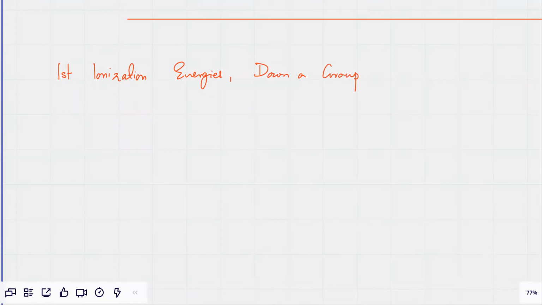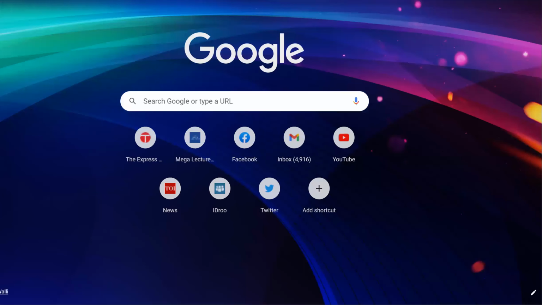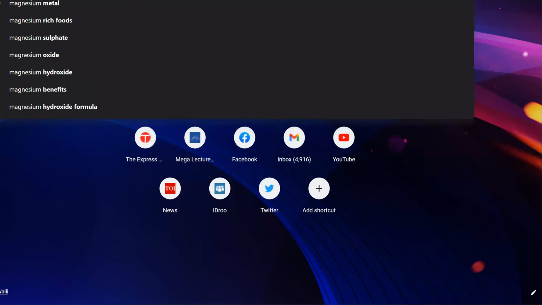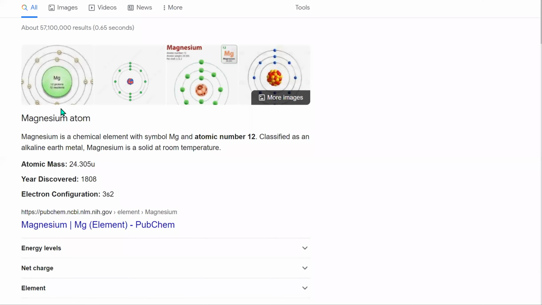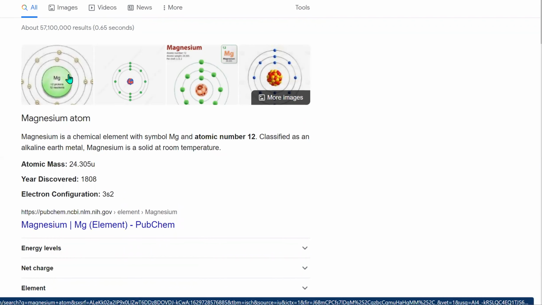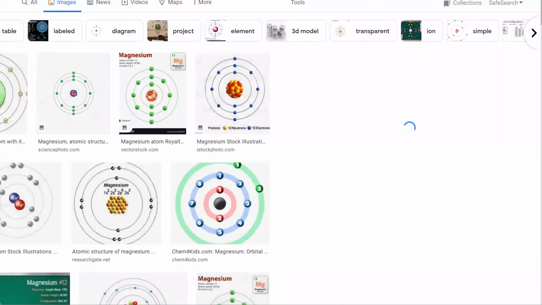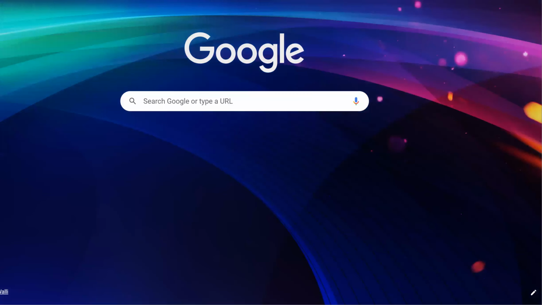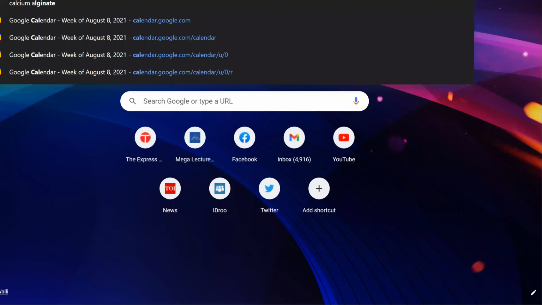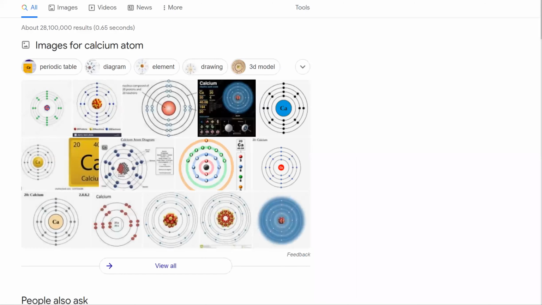So, what happens when you move down a group? For this, I'm just going to pick magnesium. Let's say group 2, and we can have, so that's my magnesium atom, and I'm going to pick calcium, and there's a beryllium atom as well.